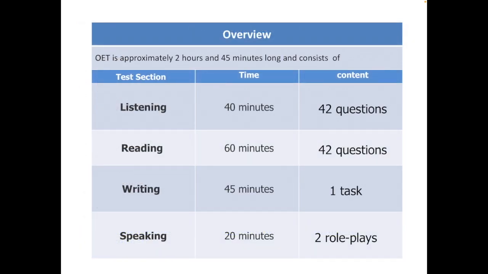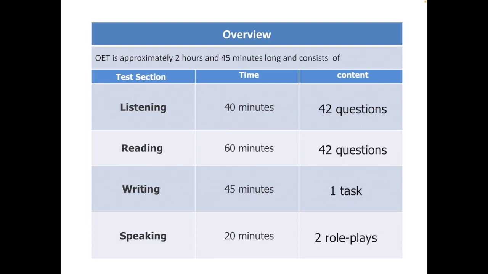Now, let's talk about the OET test in general. Like we said, it is divided into 4 subtests: the listening, reading, writing, and speaking. It will take approximately 2 hours and 45 minutes. The listening part will take 40 minutes. You will have 42 questions. The reading will take 60 minutes, and also it will have 42 questions.